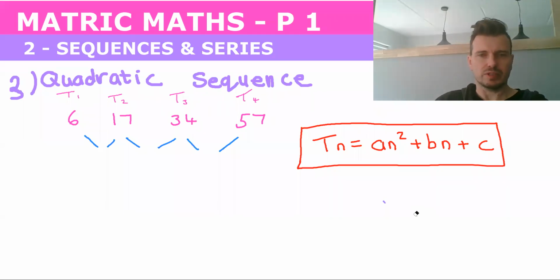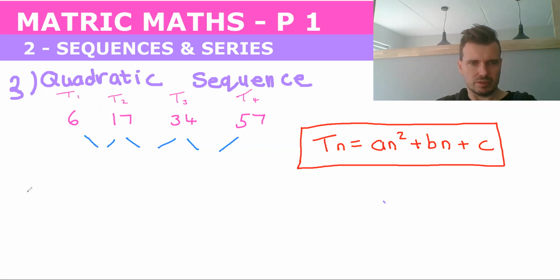Okay, so what they might ask is something like, they'll say the first difference of a quadratic sequence is an arithmetic series, and calculate the sum of the first 20 numbers of that arithmetic sequence.